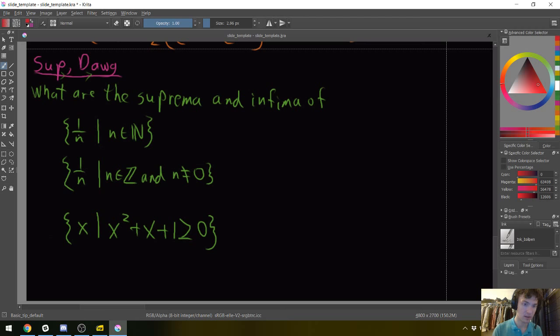So first, this set of all the 1 over n's, where n is in N. And remember, my convention for N, other people sometimes include 0, but for me, this is the positive integers: 1, 2, 3, and so on. So this is the set of 1 over 1, which is 1, 1 over 2, which is a half, 1 over 3, which is a third, 1 over 4, which is a quarter, and it gets smaller and smaller. Maybe I should give this set a name. This set is A. So what do you think the supremum of A is?